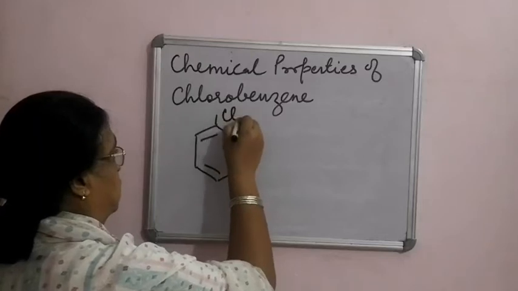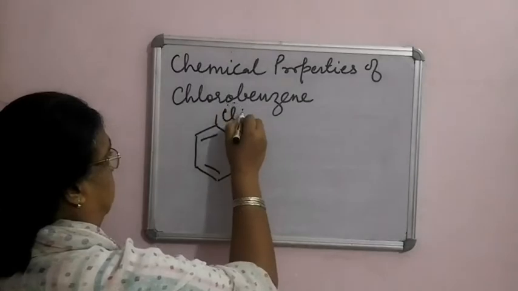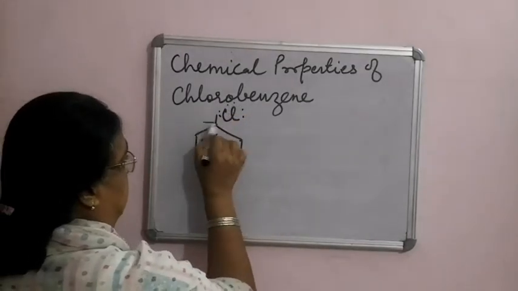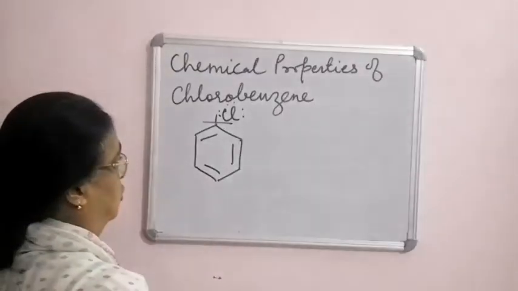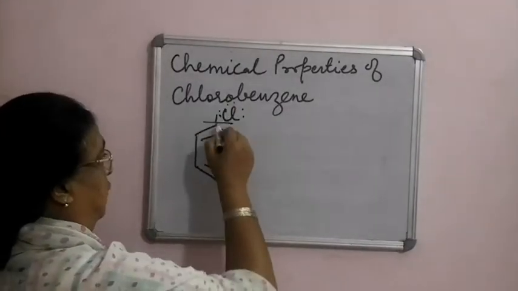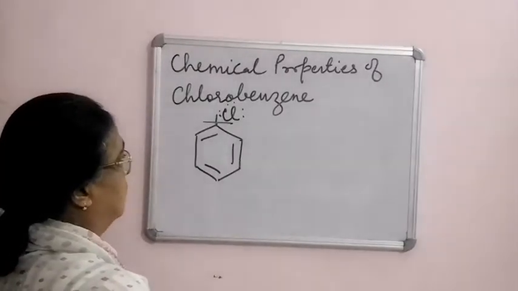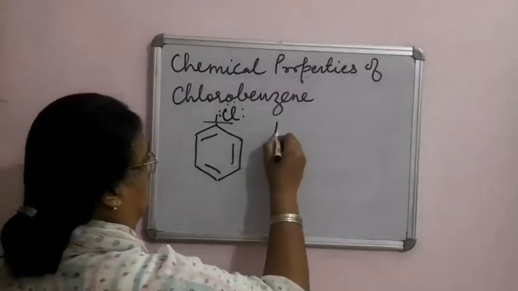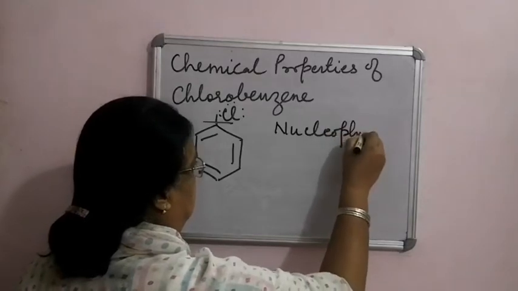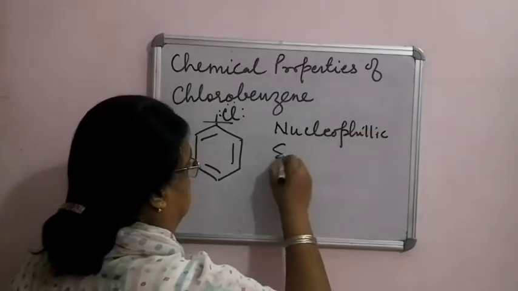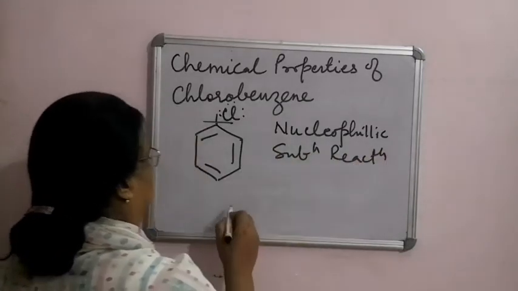So it undergoes two sets of reaction. One is because of this chloro group, that is when this bond will break and some other group will come and replace the chloro group. This is a nucleophile. This nucleophile will be replaced by another stronger nucleophile, and so the reaction will be nucleophilic substitution reaction.